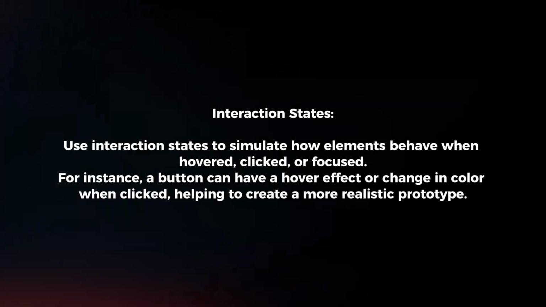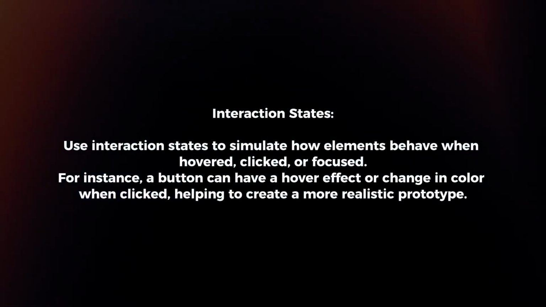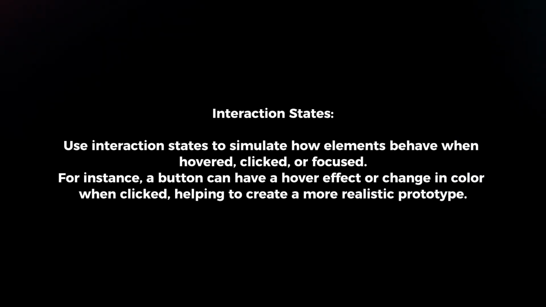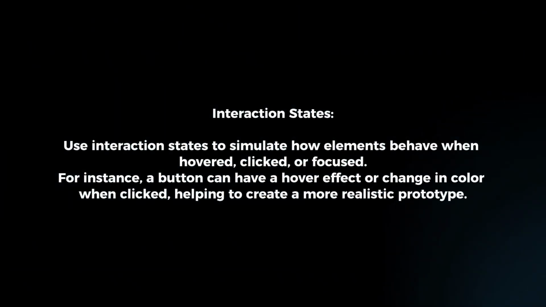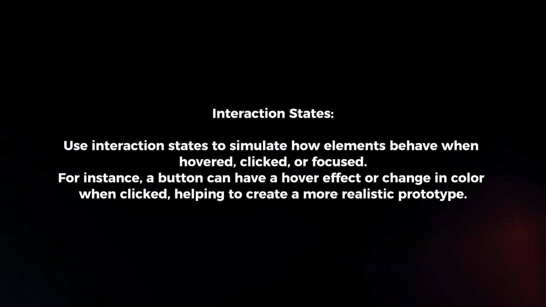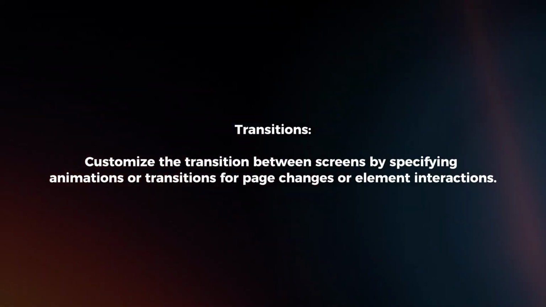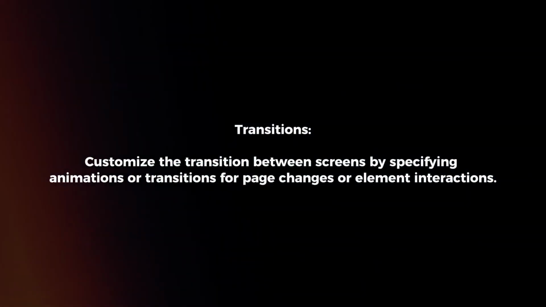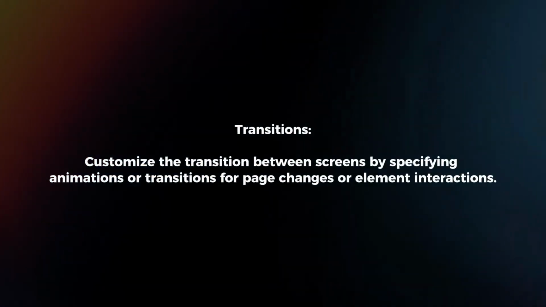Interaction states. Use interaction states to simulate how elements behave when hovered, clicked, or focused. For instance, a button can have a hover effect or change in color when clicked, helping to create a more realistic prototype. Transitions. Customize the transition between screens by specifying animations or transitions for page changes or element interactions.